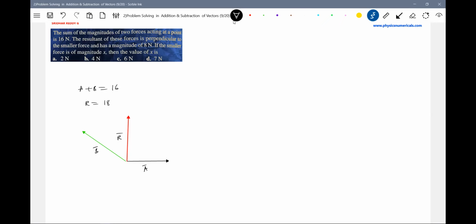So R equal to 18 and this much information is there. We are asked to get the value of E. That is the only thing we have to find out. I think we have this much info, so we have to proceed now. So what equations can we write?